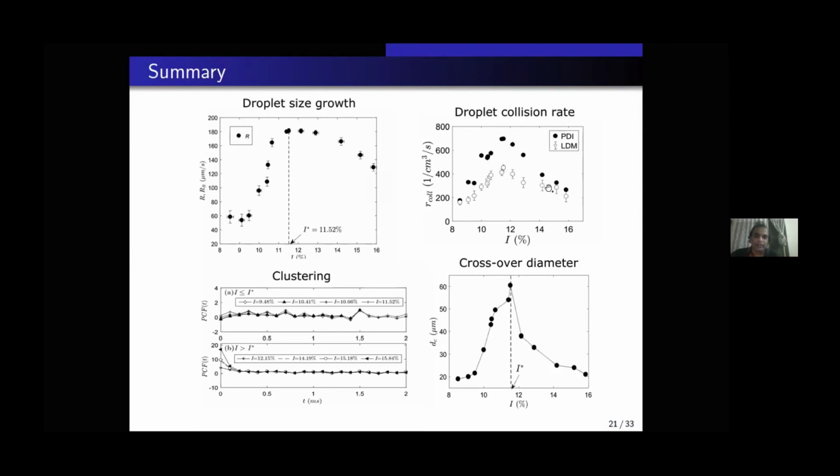And then we explained these trends via the observation that clustering sets in at I equals I star, and the droplet flow field is essentially undergoing this inertial clustering for I greater than I star. And finally, we observed the existence of a crossover diameter, which divides the droplet size into two separate regions: D less than DC, which are small droplets contributing to collisions, and D greater than DC, which are essentially the numbers increasing due to the collision of the small size droplets.